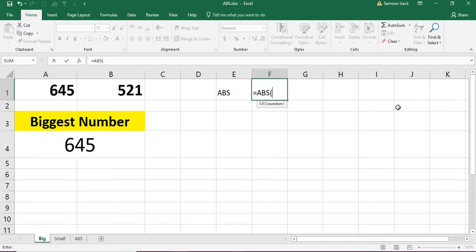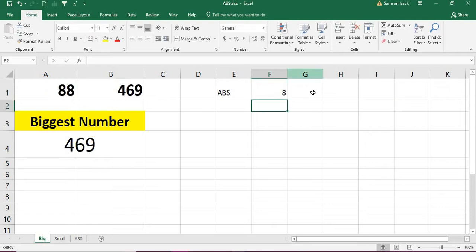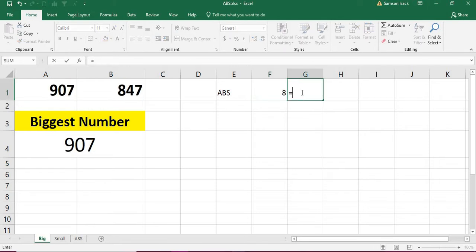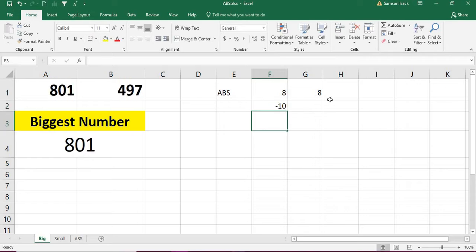So first I give 8. What is the answer? 8. And I give absolute 8, this is 8. Okay, I give minus 10. What is the answer? 10. You see, it removes the sign of the number.